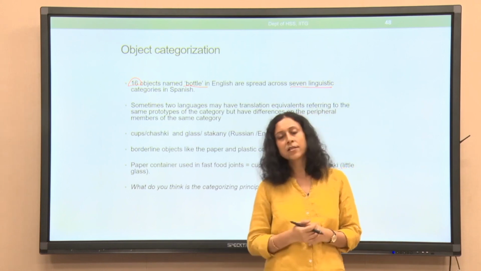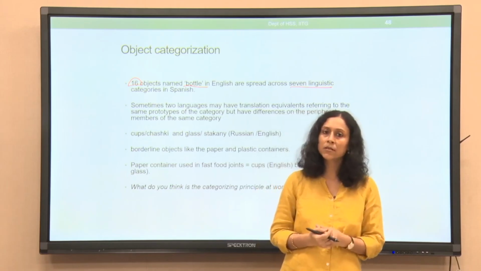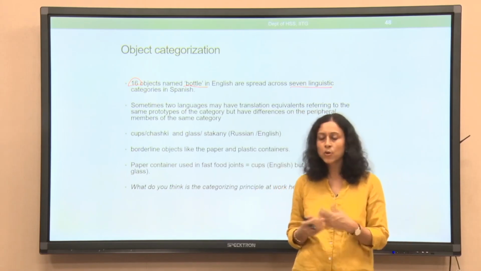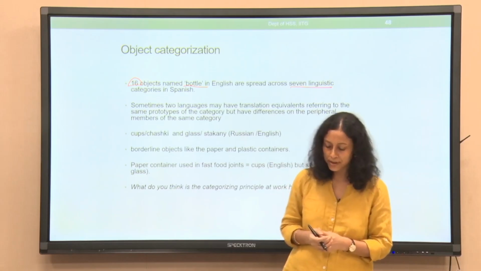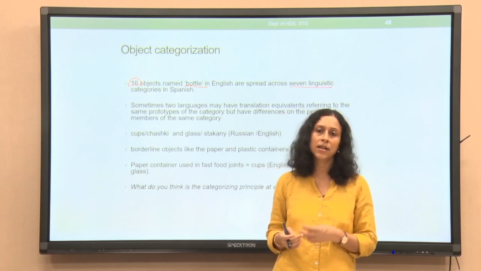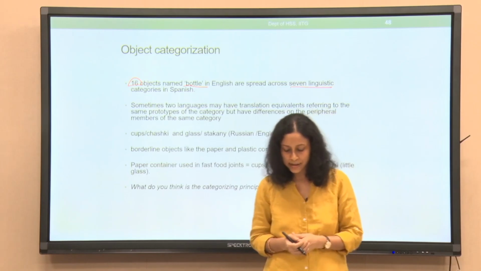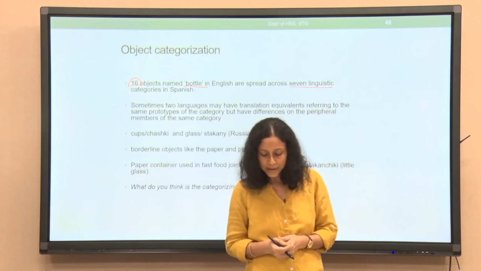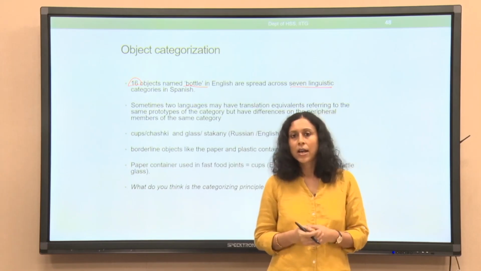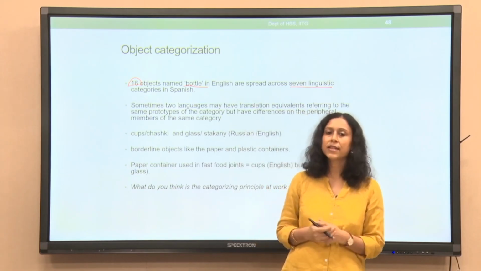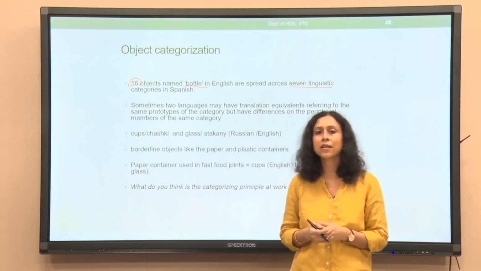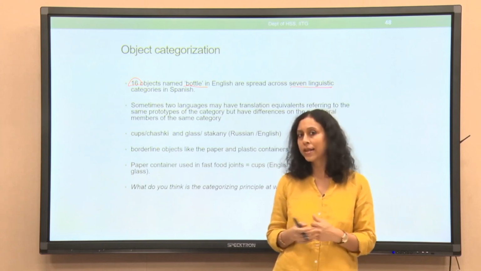In Spanish it depends on the material of the bottle, the purpose for which it is used, and so on. So, that is how you have different names. Distinguishing factors may be material, usage, context, people, and many things. Sometimes two languages may have translation equivalence, sometimes they do not. What makes it interesting is that in case of translation equivalence, sometimes the agreement is there in terms of the prototypes of that category.